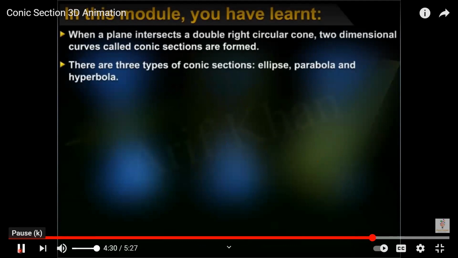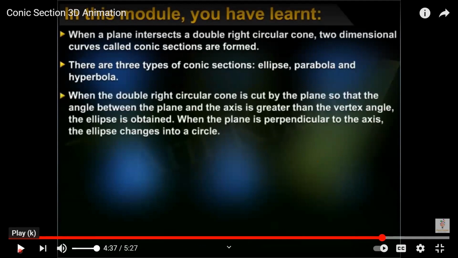So when a plane intersects a double right circular cone, two-dimensional curves called conic sections are formed. There are three types, actually not three, four types are there. But circle is a particular case of ellipse. That is why here in this video they said it is ellipse only. Circle, ellipse, parabola, and hyperbola. But circle is a special case of an ellipse actually.